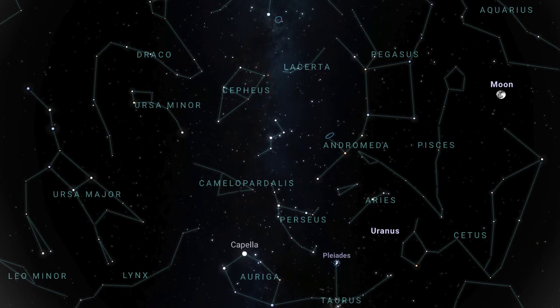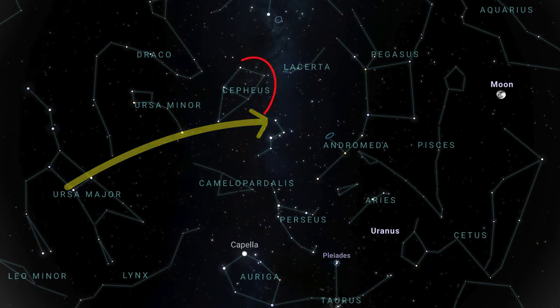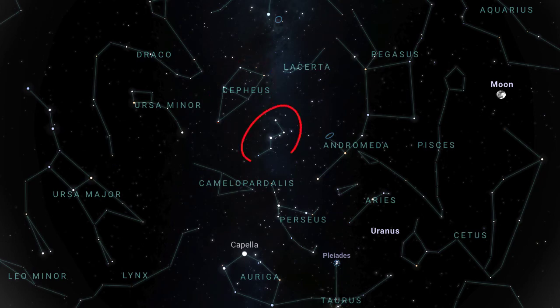If you follow that, the sky is curved. It's hard to see in two dimensions, but if you keep following it, it goes through the North Star, through this star in Cepheus, the king, and it'll eventually hit this star in Cassiopeia, the queen. So this is the king of Ethiopia. This is his wife, Cassiopeia.